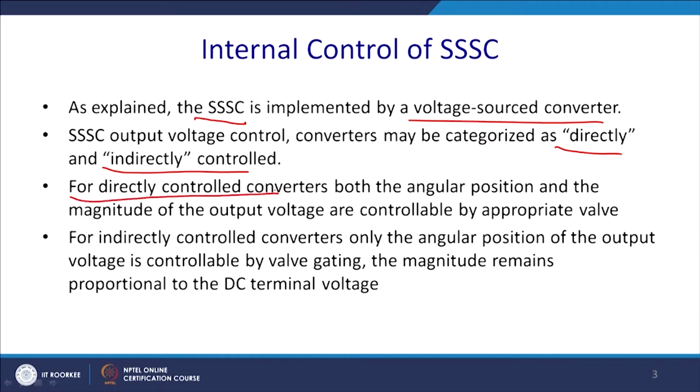For directly controlled converters, both the angular position and the magnitude of the output voltage are controlled by an appropriate voltage controlled inverter. In the case of the indirectly controlled converter, only the angular position of the output voltage is controlled by the valve, and the magnitude remains proportional to the DC terminal voltage. So, you allow that DC voltage to fluctuate. We shall see the pros and cons of these two methods.